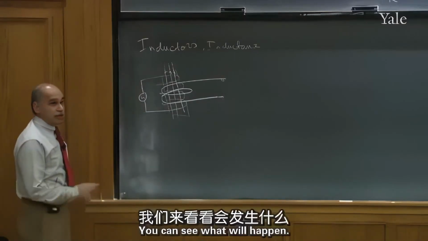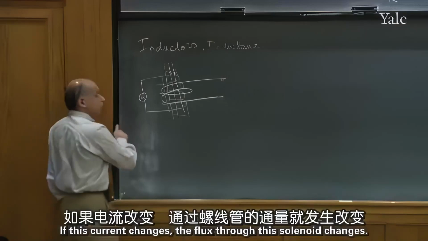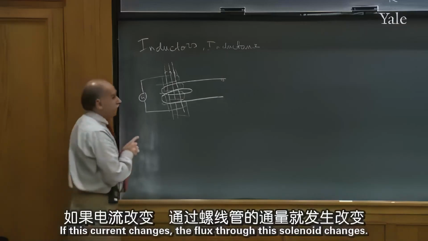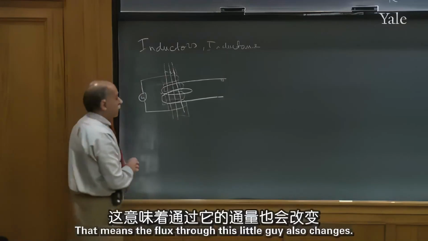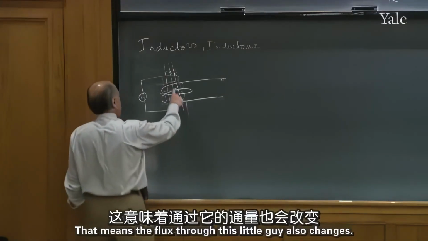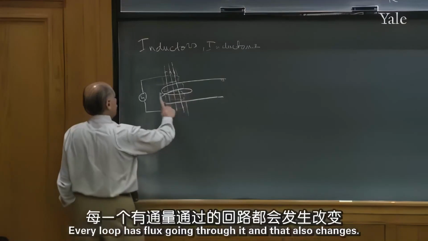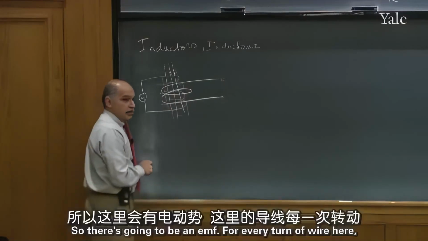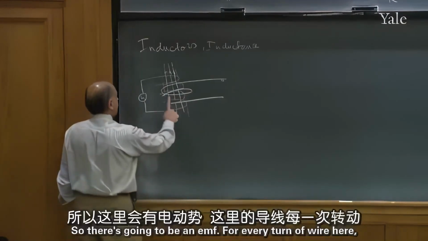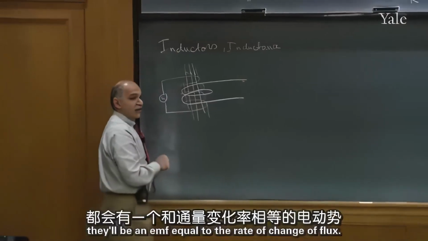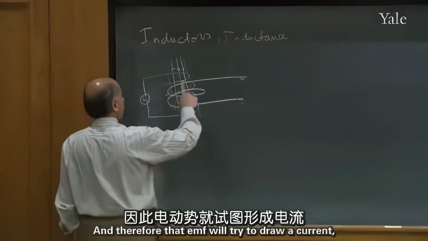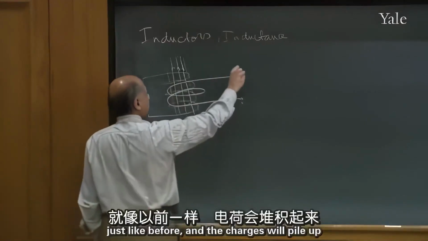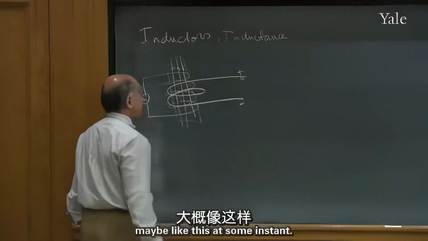You can see what will happen. If this current changes, the flux through this solenoid changes. That means the flux through this little guy also changes. Every loop has flux going through it, and that also changes. There's going to be an EMF for every turn of wire here. There'll be an EMF equal to the rate of change of flux. And therefore, that EMF will try to draw a current just like before, and the charges will pile up maybe like this at some instant.